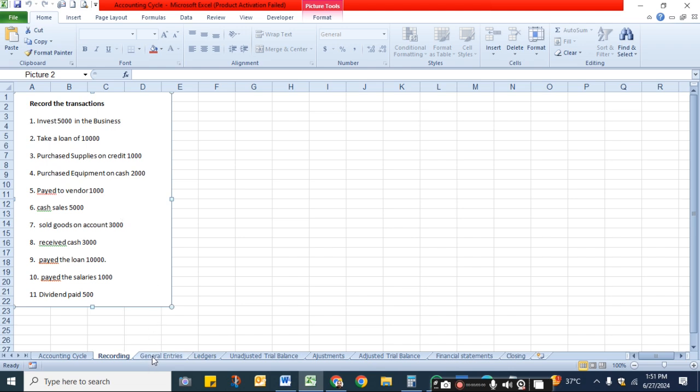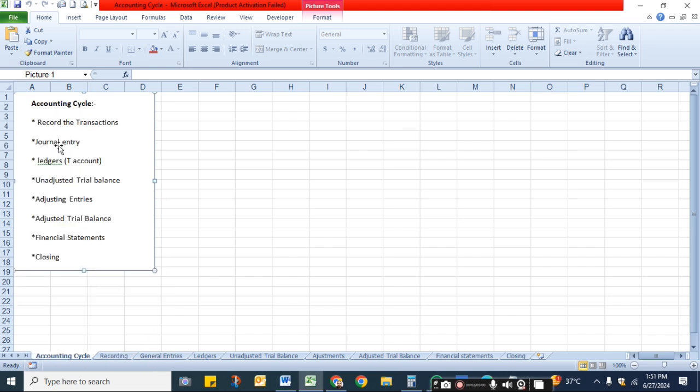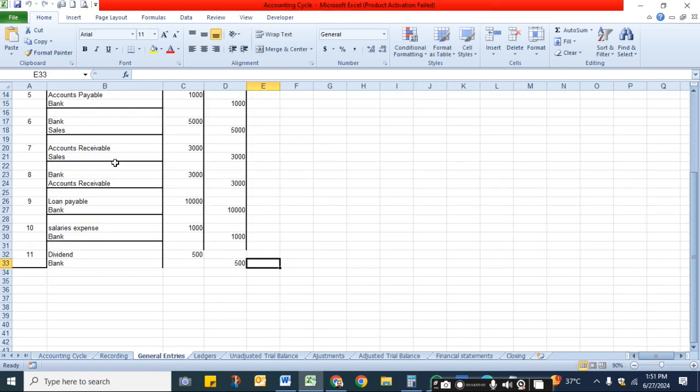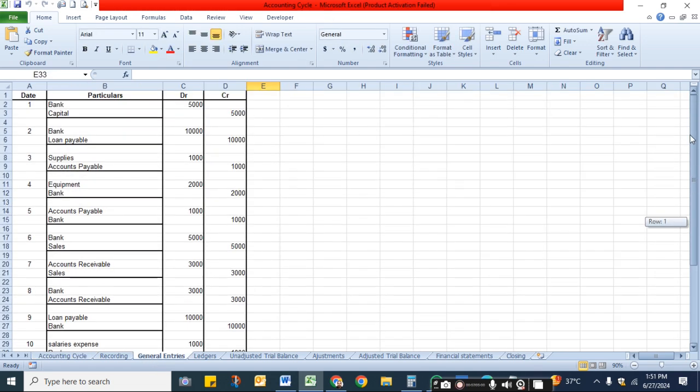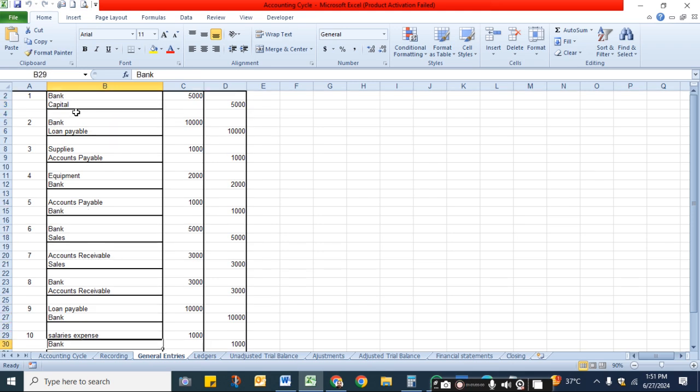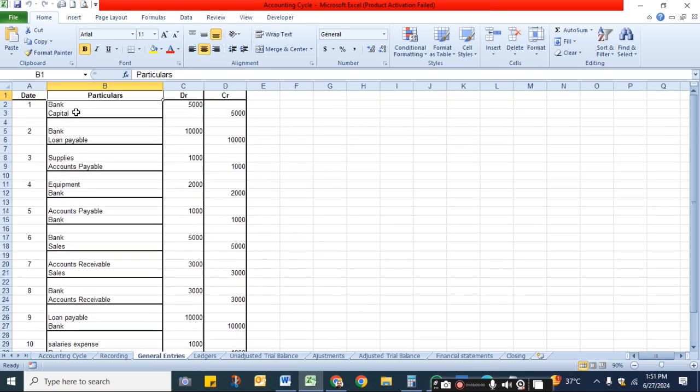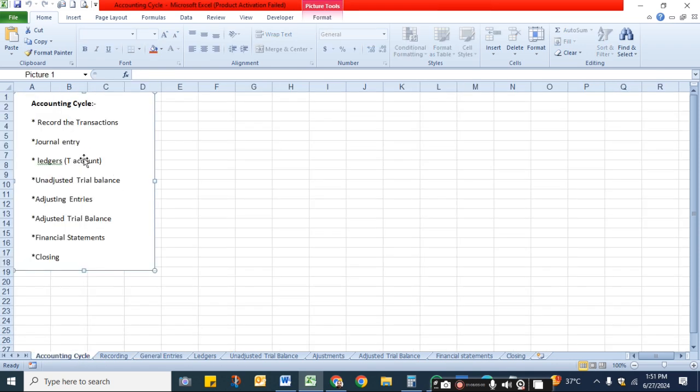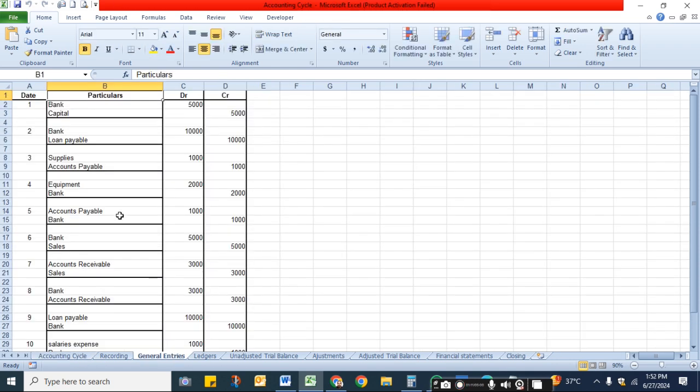Now let's go to the second step in the accounting cycle, which is journal entry. We have got all the journal entries, like bank and capital, bank and loan, everything. We do it like we are taking bank instead of cash. That's it. Okay. So the next step is ledgers, T accounts.